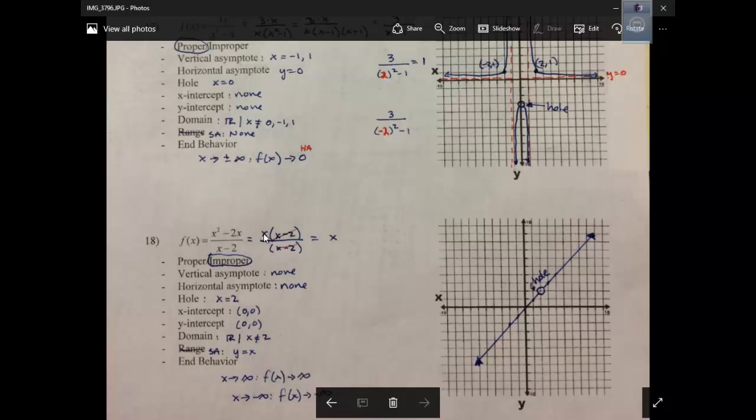All right, next we have this one. So I factored the top, pulled out an x, and then I see that these two factors cancel out, so that means I'm going to have a hole at 2. And then it's an improper because the top is bigger. Vertical asymptote, there is none. Notice that this just simplifies to x, which we're familiar with, y equals x. So y equals x is a line that goes like this. And so we see x-intercept at 0 and y-intercept at the same location. Domain is all real numbers such that it doesn't equal 2. And then my end behavior is the end behavior of the slant asymptote, which is right here. Okay, notice that it's basically just right on the line.